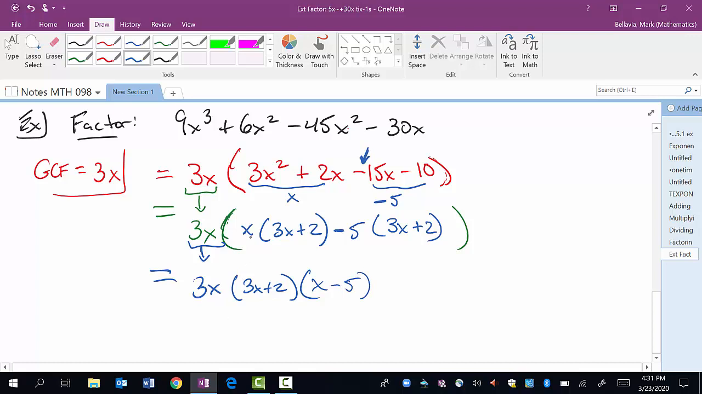And again, you don't need the big set of parentheses here because now you have a product. It's all multiplication. Prior to that, it wasn't all multiplication. You had a subtraction in between. Since it's all multiplication, since it's all a product, we are factored completely.